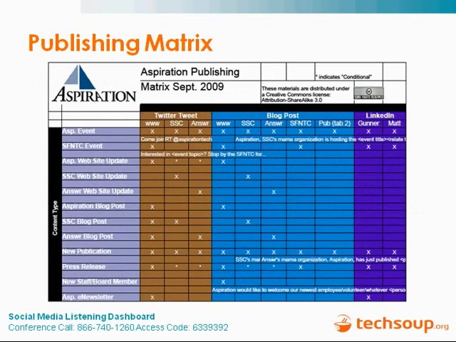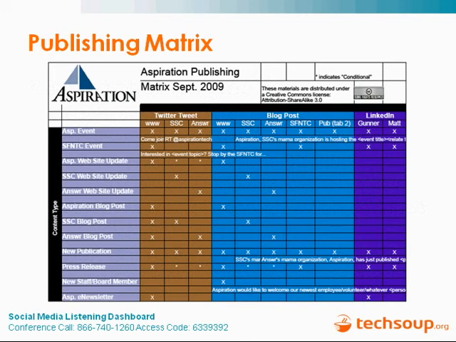I will click forward and apologize. Aspiration's Publishing Matrix is a little complicated because we have a number of online channels. We have 3 Twitter accounts for the main organization, our Social Source Commons program, and our Answer program. So that's why there's 3 brown columns there. We have a number of blogs, and so again, there's a number of different columns, where in many organizations there would just be 1 Twitter column or 1 blog column.